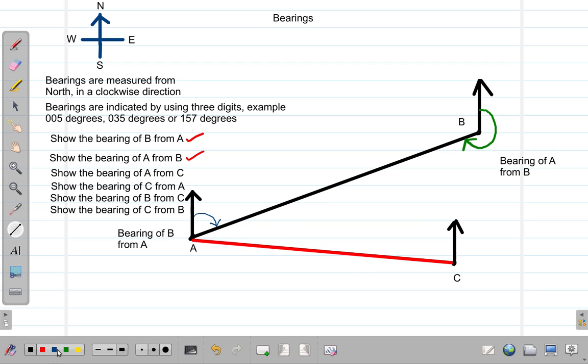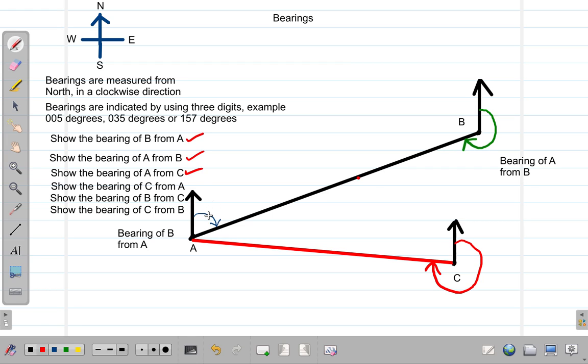Now, the fact that I said from C means C is where the angle is. A from C, so it's from north in a clockwise direction. So you go from C round to the line. Good. That's the bearing of A from C.